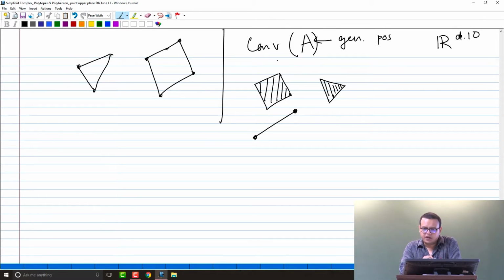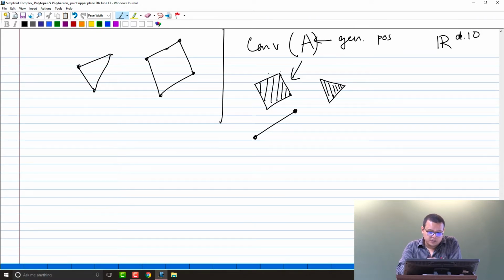So, any subset of size less than or equal to D plus 1 will be affinely independent. That's it. So, if this square was present, these 4 points in R 10, they are affinely dependent, right? In R 10.